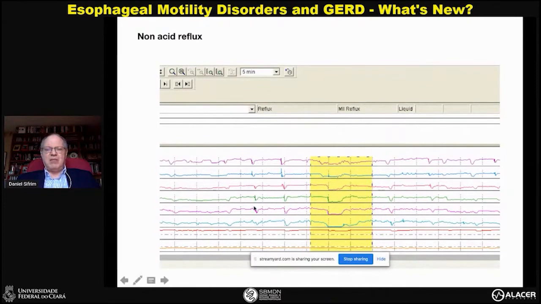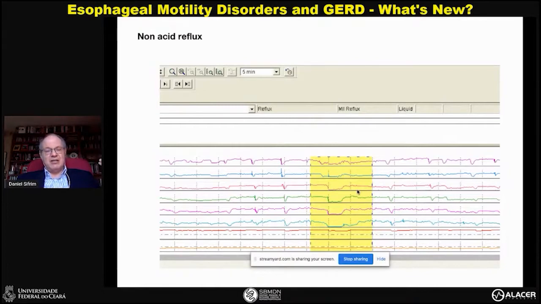This is a typical impedance tracing. These are the drops with swallows, as I mentioned earlier. This is a pH recording in the esophagus. This is a pH recording in the stomach. And you can see that there is a pattern of reflux in the impedance recording without a change in pH. This is a typical non-acid reflux episode.